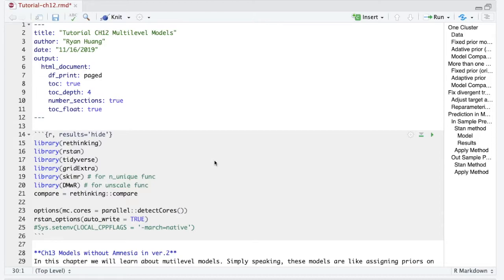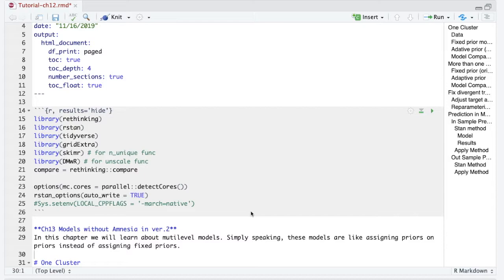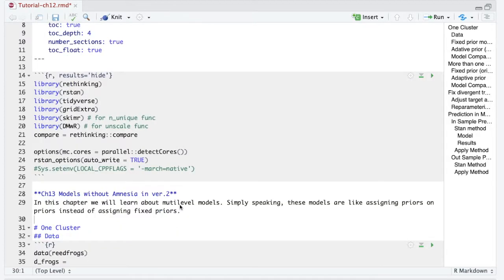So what are multi-level models? Simply speaking, these models are like assigning priors on priors instead of assigning fixed priors. Or you can think of this multi-level model another way. Imagine that our model consists of a lot of layers. If our model has multiple levels of priors, it means the model has multiple layers.